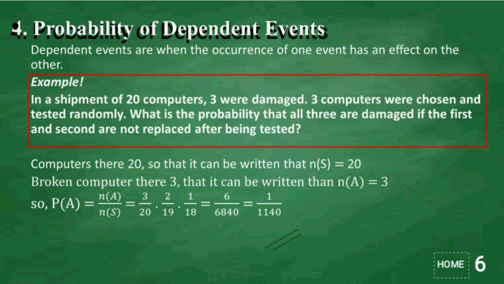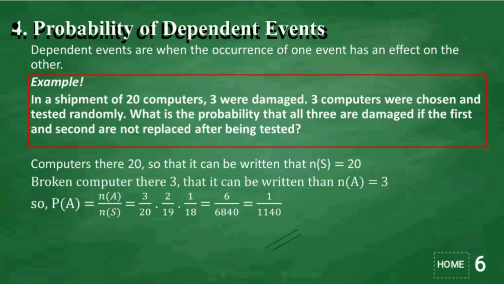In a shipment of 20 computers, 3 were damaged. 3 computers were chosen and tested randomly. What is the probability that all 3 are damaged if the first and second are not replaced after being tested?